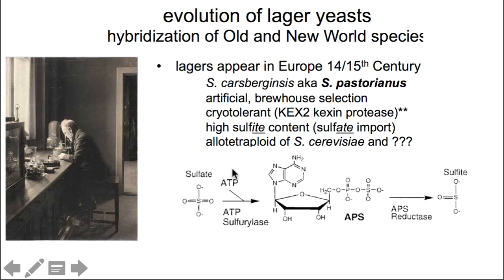Sulfate import is key to the function of Pastorianus. Upon import into the cell, sulfate displaces the two terminal phosphate moieties of ATP to form adenylyl phosphate sulfate, or APS. APS reductase takes that new structure and removes sulfate as sulfite. Sulfite, of course, is an important flavor stabilizing molecule and thus an important characteristic of lager yeasts.